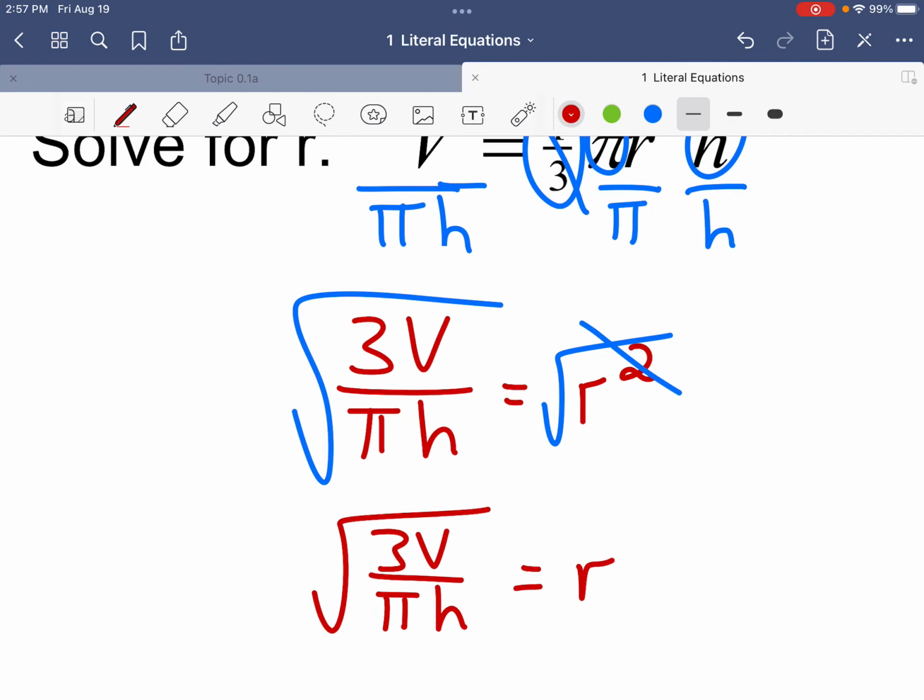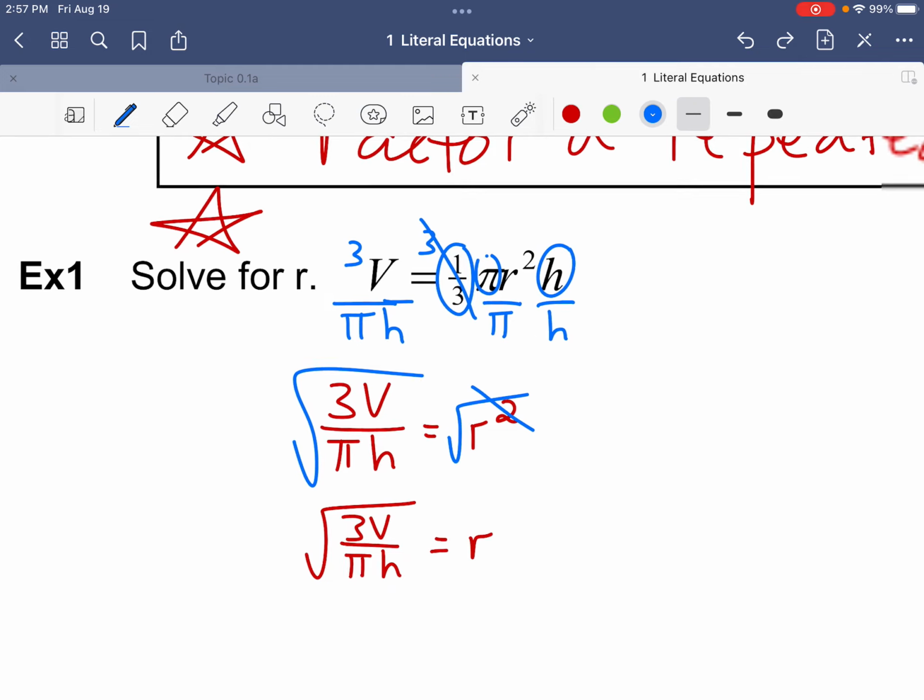Why would I want to solve this equation for r? Well, maybe I want to know more about the radius of a cone if I already know what its volume and height would be. And if that be the case, I could just plug into my new formula.